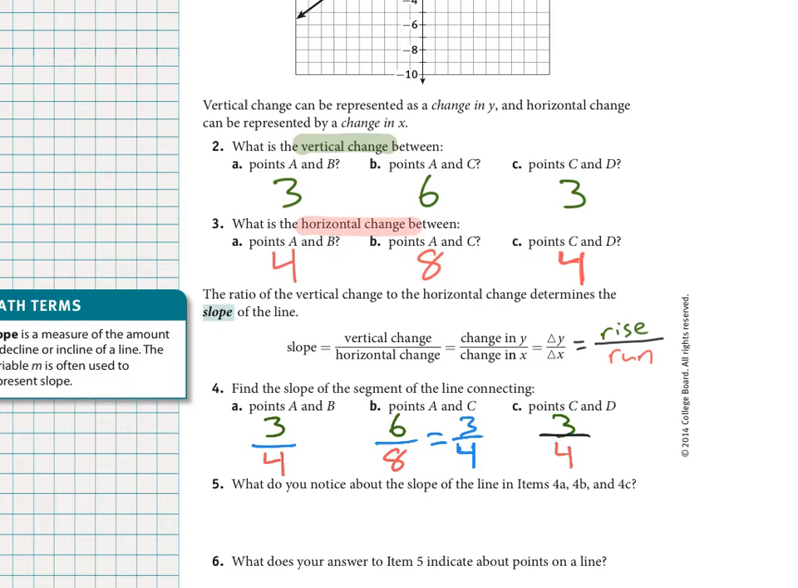So what do we know about all of these? They're all the same. They're all 3/4. Even if we got a number like 6/8, it reduces to be the same slope ratio. Okay, that's going to be true because we're on the same line. These are always going to be the same because we're on the same line.